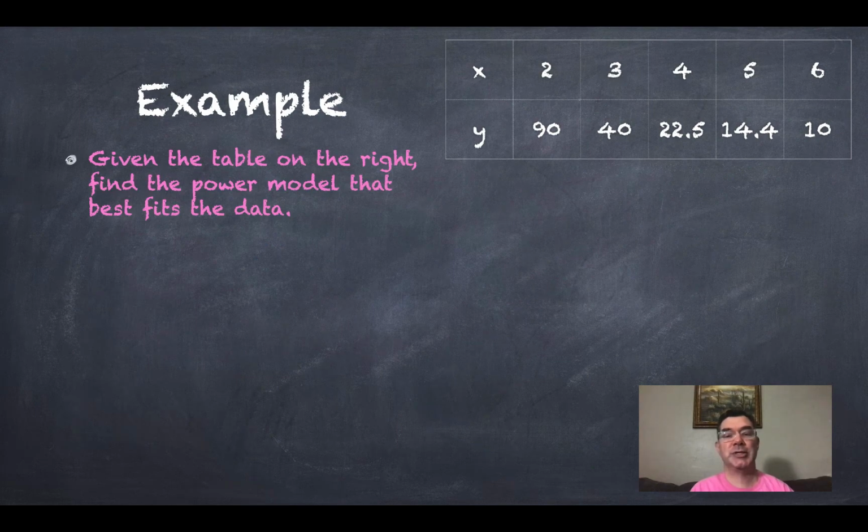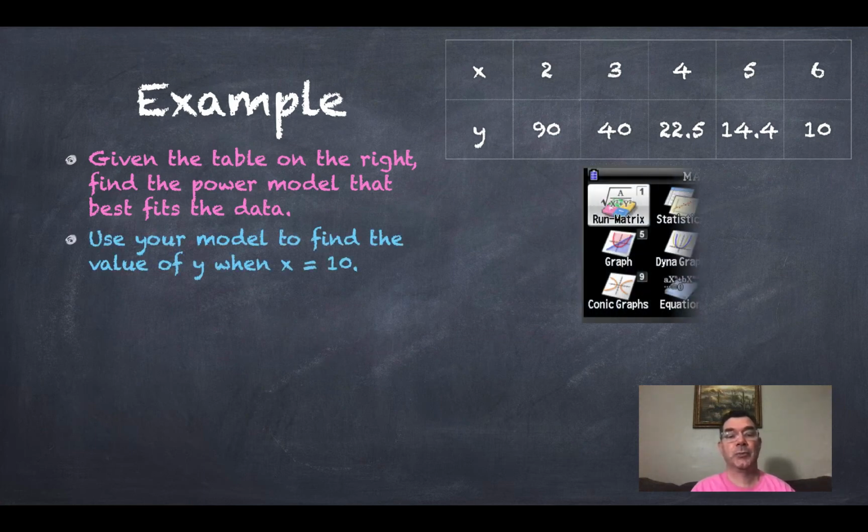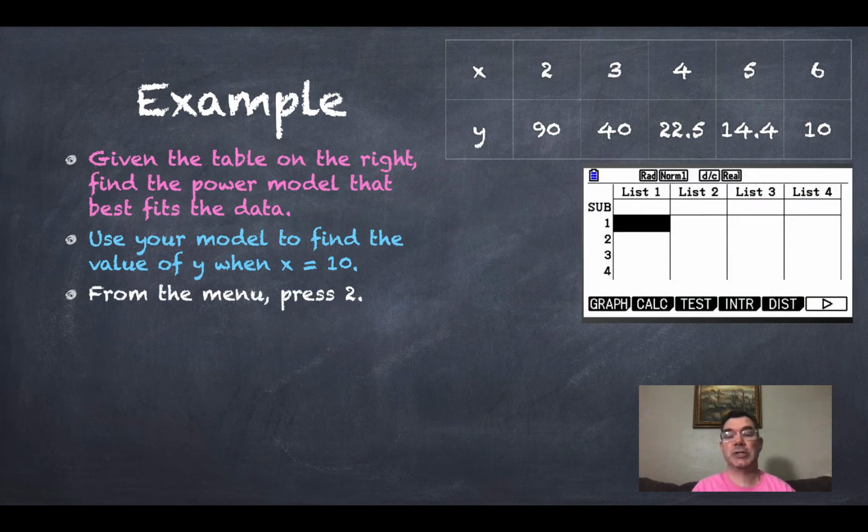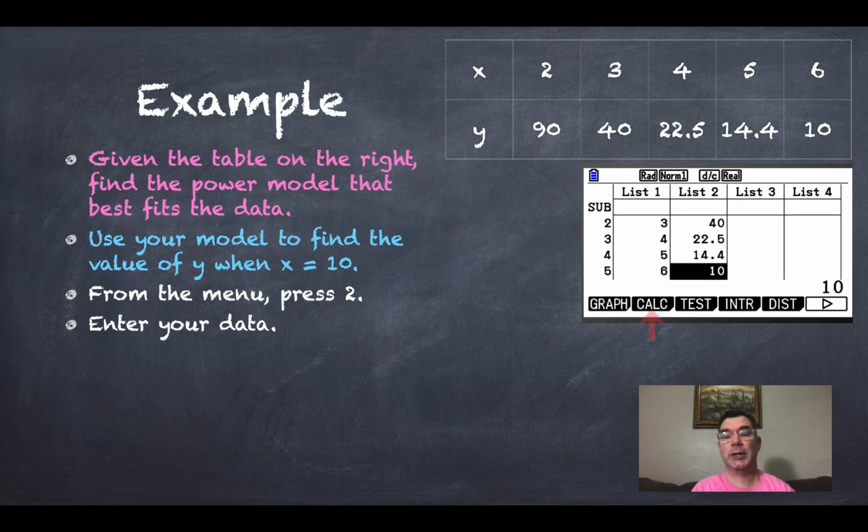All right, here's another example. I'm just going to go through the steps again because we did talk about direct variation, so I'd like to give you an example where there is inverse variation so you know what that looks like. All right, so again, we have the calculator. We're going to press 2 for statistics. We're going to enter our data. The x's go in list 1 and the y's go in list 2.